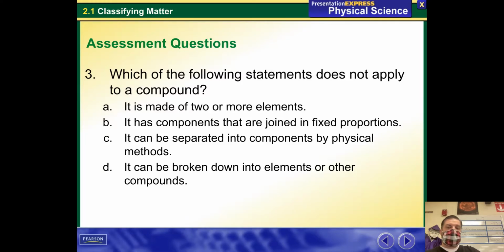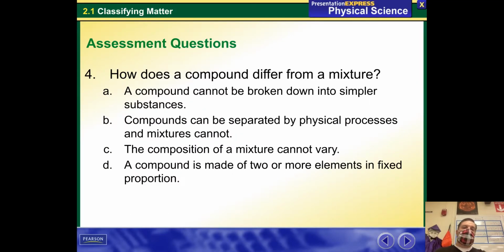It could be broken down into elements or other compounds. That's true. You can separate the oxygen from the hydrogen. You just can't physically do it. I can't take my hands or anything and separate them. I have to have some sort of process that breaks the bonds between the hydrogen and oxygen. If you take water, shock it with electricity, that's enough energy that goes into the system that breaks the bonds, and that separates the hydrogen from the oxygen. So I think it's C. Yep. All right, how does a compound differ from a mixture?